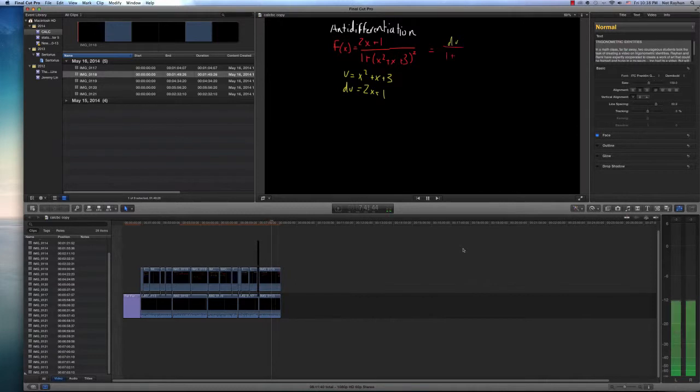So we're going to get the integral of du over 1 plus u squared, and we know that this will give us the inverse tangent of u, and then we just have to replace u by x squared plus x plus 3. So the final answer is inverse tangent of x squared plus x plus 3, and we don't have to forget the constant c.